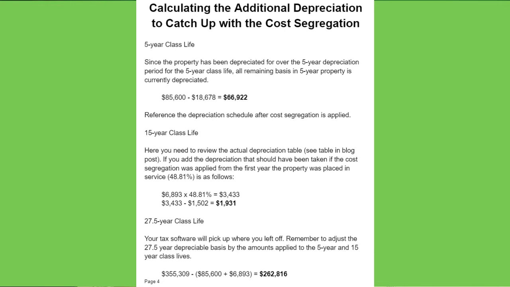For the 27 and a half year, we're going to jump to the bottom of the page. The computer's going to take the $262,816, and it's going to go ahead and calculate the correct amount for the current year and then going forward.